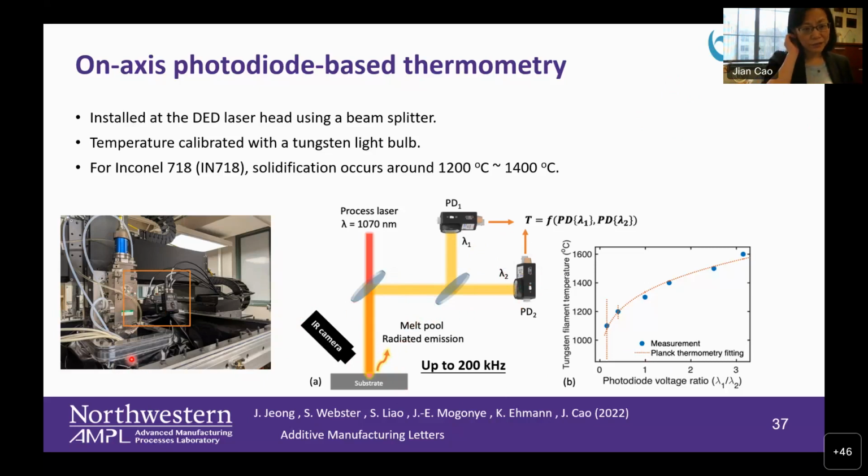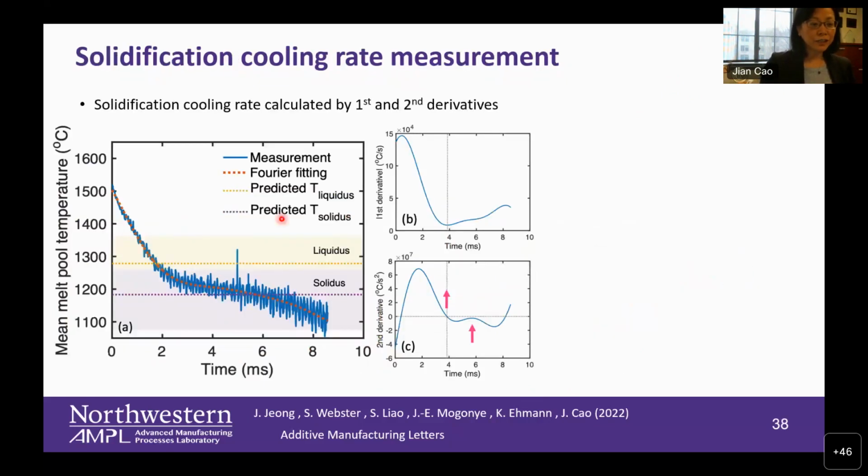And this is, I believe, the first implementation for the DED system. We use two different wavelengths to calculate the relevant temperature. It's interesting that you can see this is the measurement, and if you take the second derivative of this temperature measurement, you can find the liquidus and solidus temperature. So this is what we find out, the dashed line, the liquidus and solidus temperature for this Inconel 718.